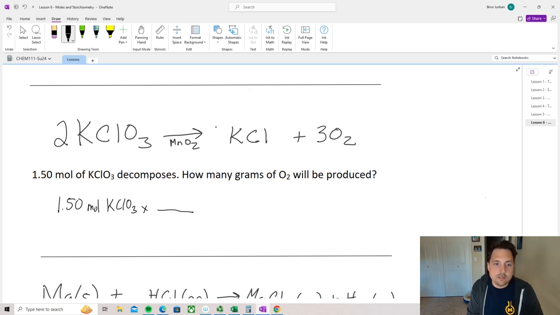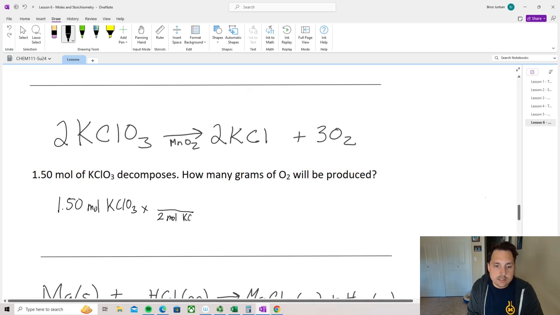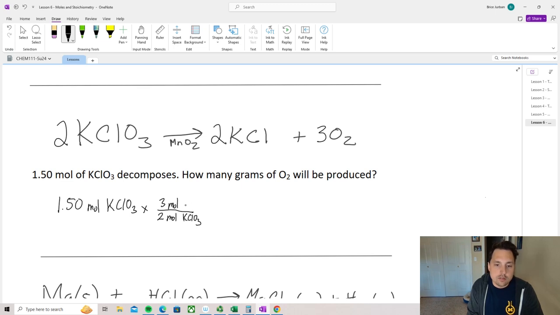And then I just need to fix the number of potassium and chlorine to 2 each. All right, so there we have it. So every 2 moles of KClO3 that decomposes can produce 3 moles of O2. And then what we need to do is multiply through by the molar mass of O2.